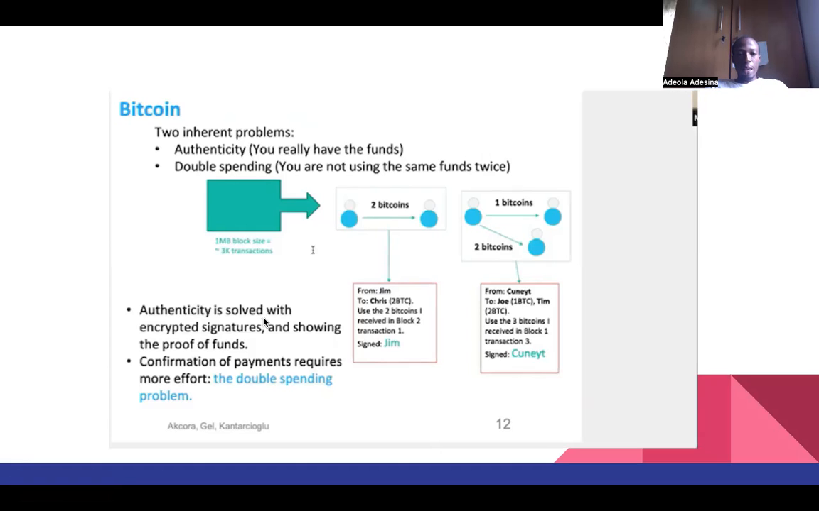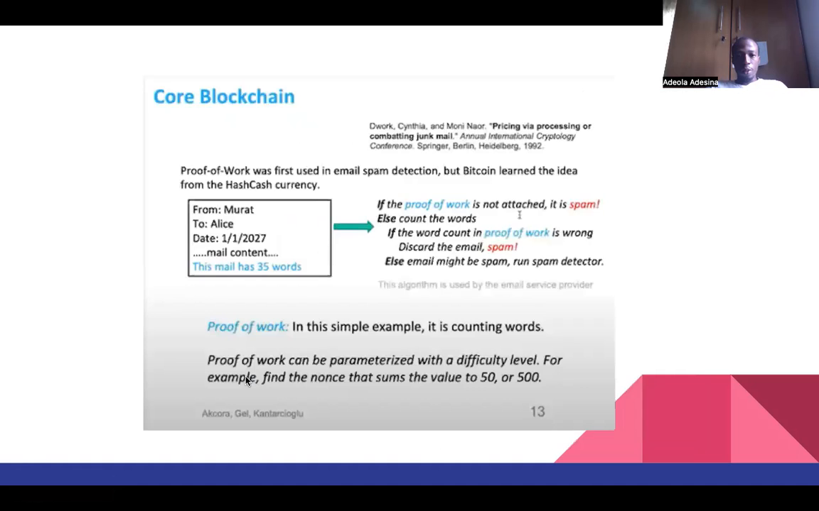Authenticity is solved with encrypted signatures and showing proof of funds by miners, right? So I'll talk about that later. Confirmation of payment requires more effort. So I'll explain that. Just leave this behind. I'll explain that here.